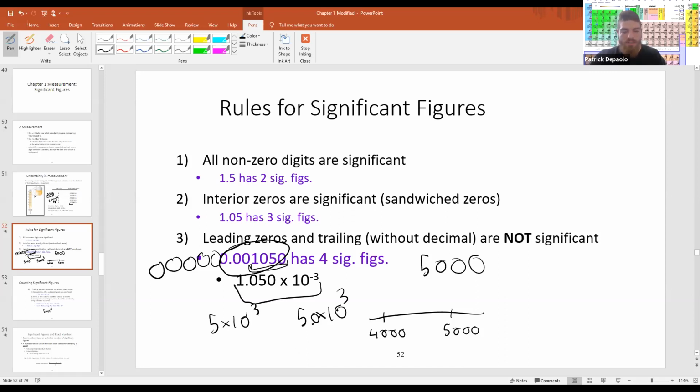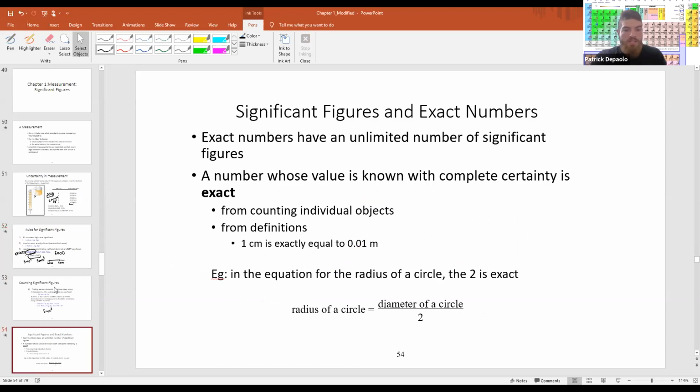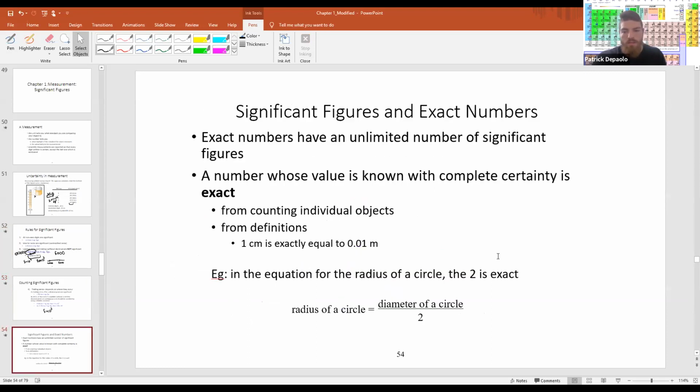So yeah, you normally write it like that. I hope that answers your question. Yeah, in science, we always write the 0 after the decimal. Okay, so any other questions? Oh, here's trailing zeros after a decimal are significant. Zeros at the end of a number written without a decimal point are ambiguous and should be avoided using scientific notation, just like we talked about.